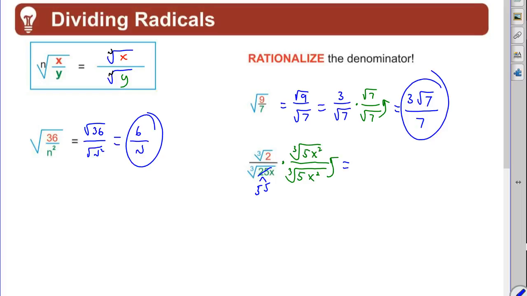Okay, so let's finish it off. Top: both cube roots, good, we can multiply them. Radicand times radicand, 10x squared. And the bottom, what's the cube root of 5 times 5 times 5? That's a 5. What's the cube root of x times x times x? That's an x. Cube root of 10x squared over 5x. All right, quick review. There you go.